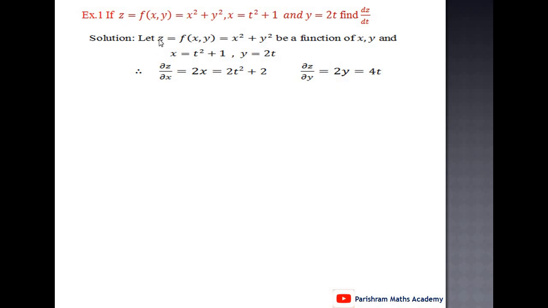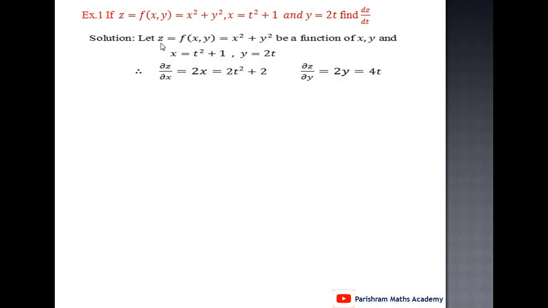Therefore, we can find the partial derivative of z with respect to x and with respect to y. The partial derivative of function z with respect to x, ∂z/∂x, equals the derivative of x² which is 2x, plus the derivative of y² which is 0. But the value of x is t² + 1, and therefore 2x equals 2t² + 2.